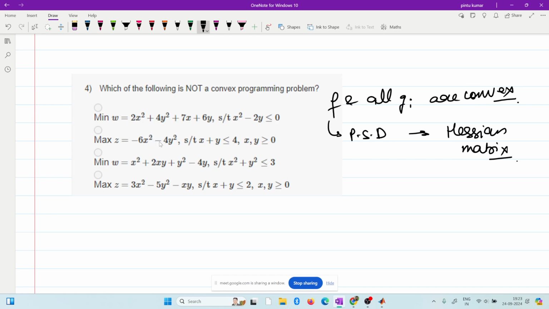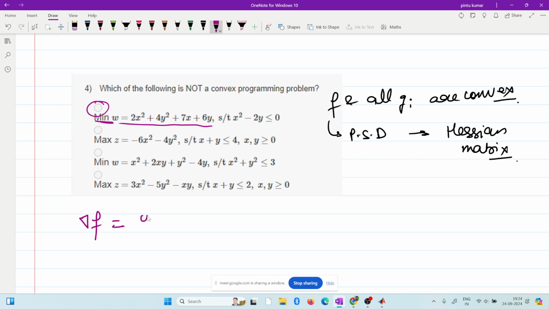Okay, so we can start solving one by one. For the first example, this is a minimum problem and we are given a function f. This actually is a quadratic function. So first let's explicitly calculate the gradient, then we can use a sort of trick to calculate the Hessian straight away.